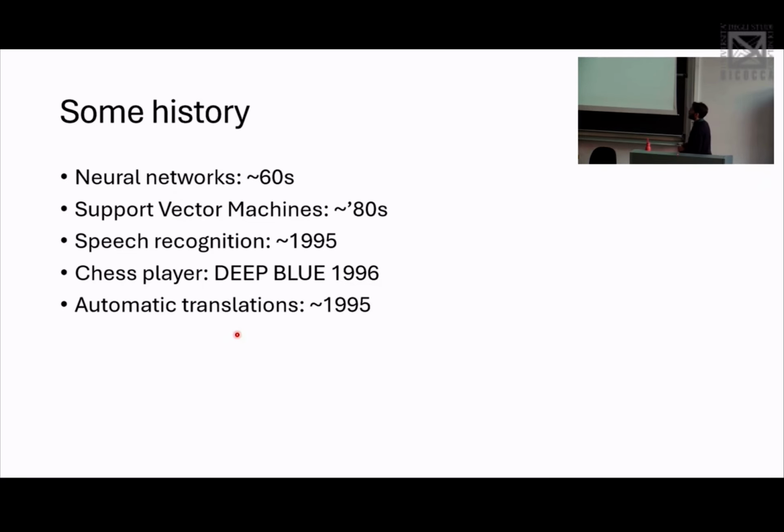Now, a very quick history. Neural networks are all the way from the 60s. Support vector machines are from the 80s. Speech recognition was already 30 years ago. We had chess playing in 96 and automatic translation with moderate success in 95.